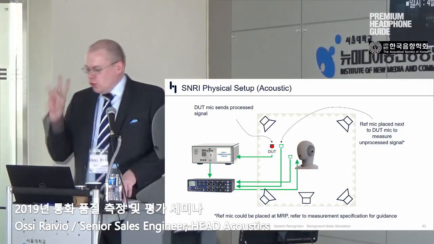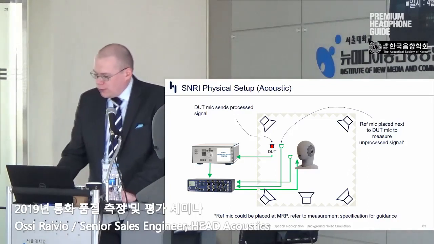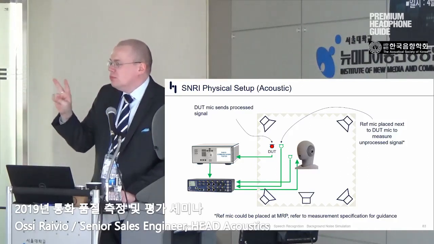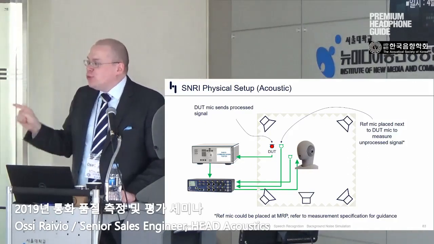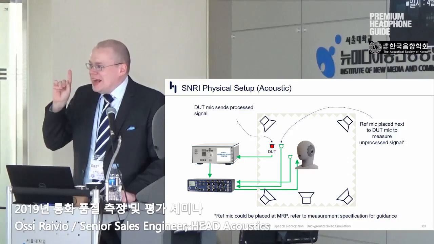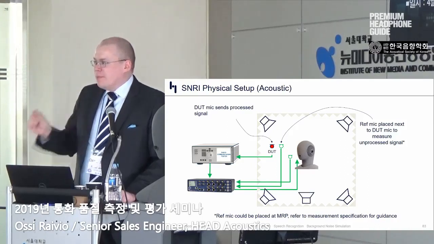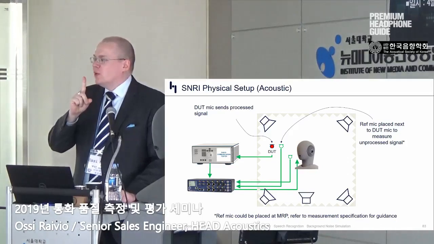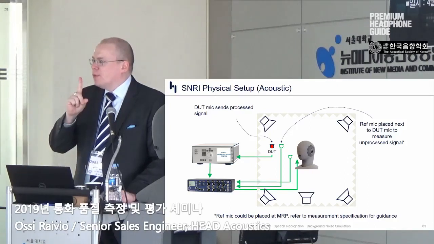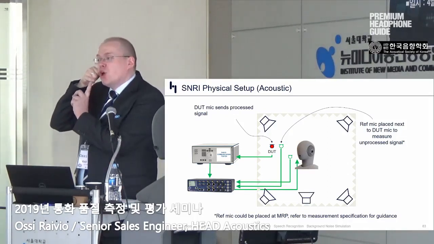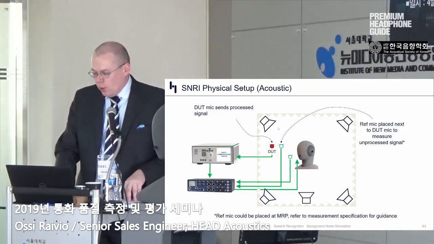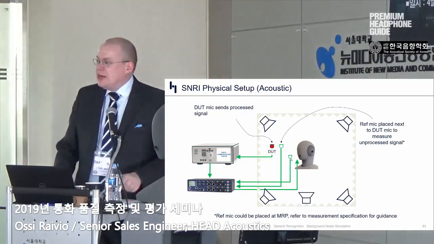I have here two reference microphones. It doesn't mean that you need two reference microphones. It just points out that where you put your reference microphone is already a variable. Because some people put the reference microphone at the so-called MRP, which means 2.5 centimeters in front of the mouth, mouth reference point. That is one place where you can put your reference microphone. Some people prefer to put the reference microphone close to the device microphone. So that already can create a big difference in your results.